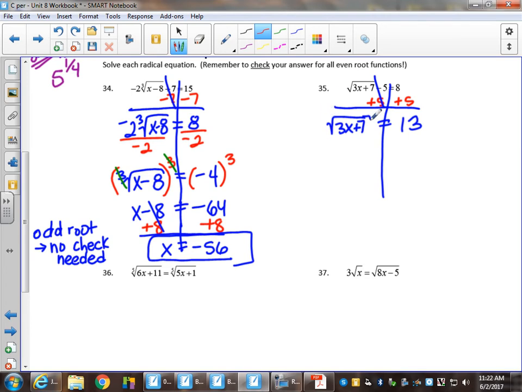This does represent 1 half, but I'm not going to raise it to the 1 half. I'm trying to cancel 1 half. So, good. Raise both sides to the second power, or square both sides. All right? The square root and the square cancel. Good.